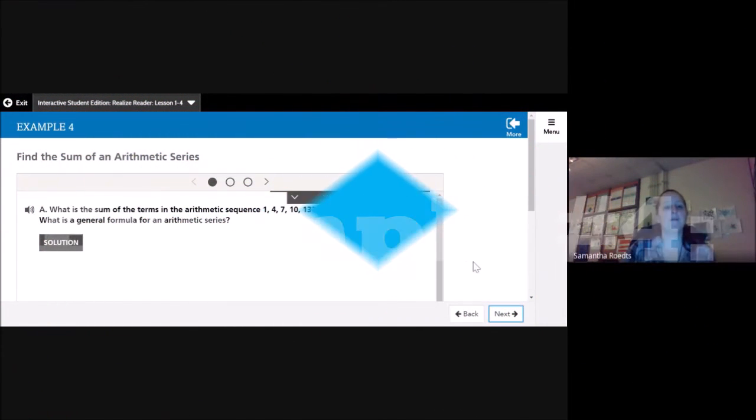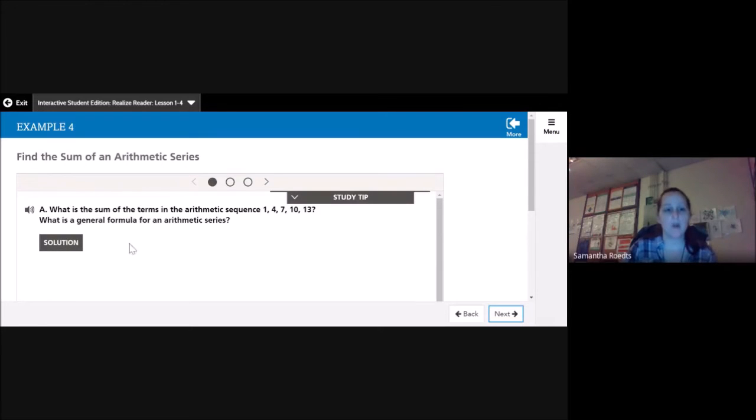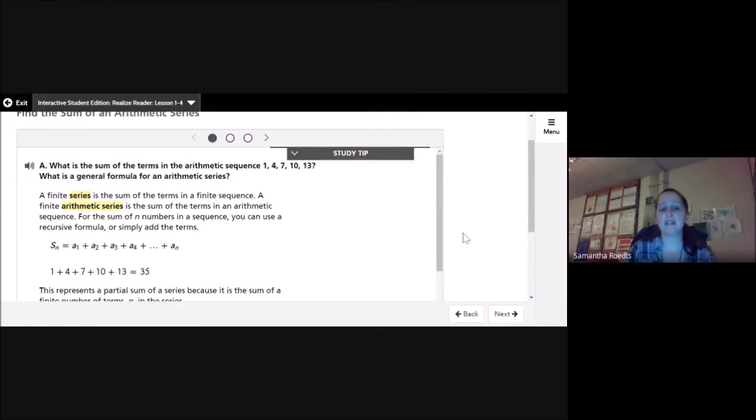All right, example 4. Find the sum of an arithmetic series. What is the sum of the terms in the arithmetic sequence 1, 4, 7, 10, 13? What is a general formula for an arithmetic series? So a finite series is the sum of the terms in a finite sequence. A finite arithmetic series is the sum of the terms in an arithmetic sequence. The sum of n numbers in a sequence, you can use a recursive formula or simply add the terms. So S sub n equals a sub 1 plus a sub 2 plus a sub 3 plus a sub 4 plus up to a sub n. So in this case, 1, 4, 7, 10, 13 gives me 35.